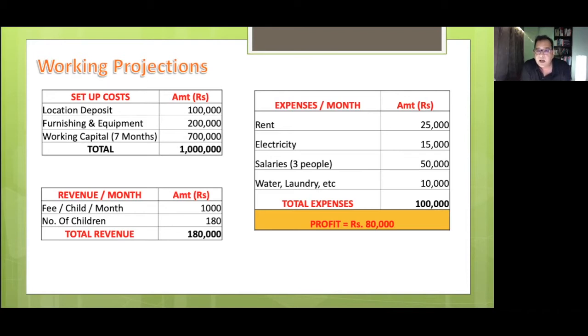As far as my revenue per month, I've priced this very economically at 1,000 rupees per month. I expect to have 180 children. That's 15 children coming in every hour for 4 hours on 3 days, and then of course repeated. So I expect to earn 1,80,000, and my expenses, as you can see, are about 1 lakh. So I expect to earn about 80,000 a month.